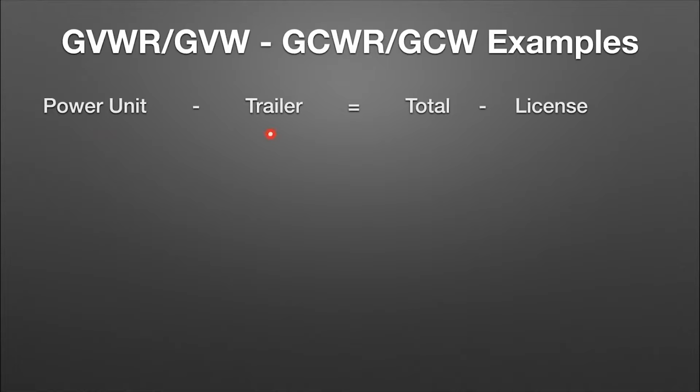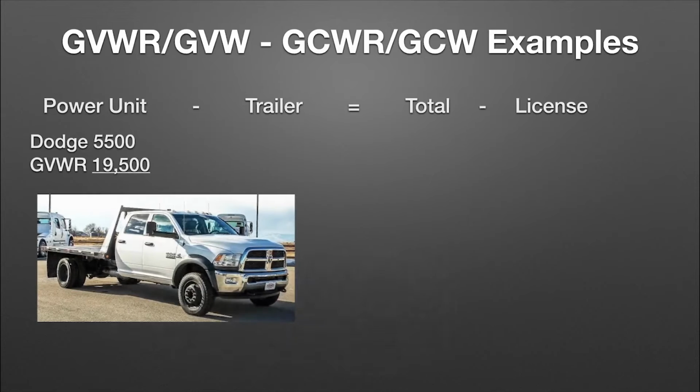We're going to say what trailer it's pulling. Then we're going to add these two together for our combination to get our total. And then we'll work through the flow chart to see where we're at with our licenses. So in this first example, we have a Dodge 5500. Gross vehicle weight rating on this truck is 19,500 pounds.